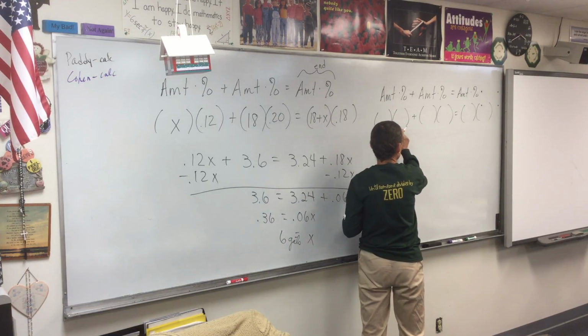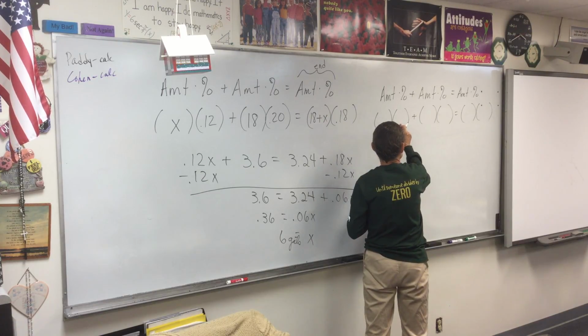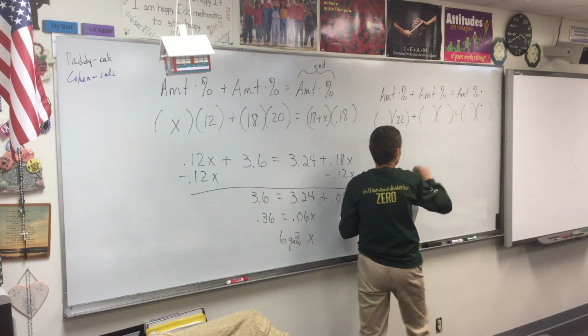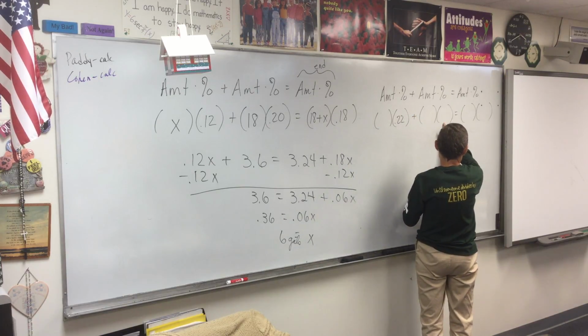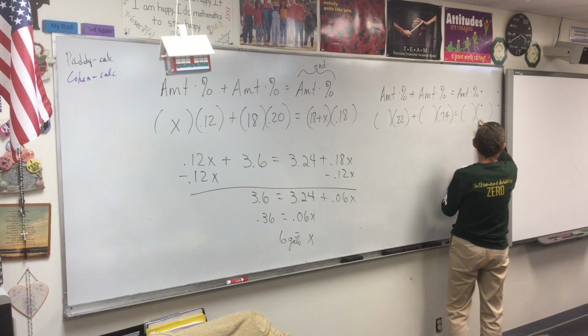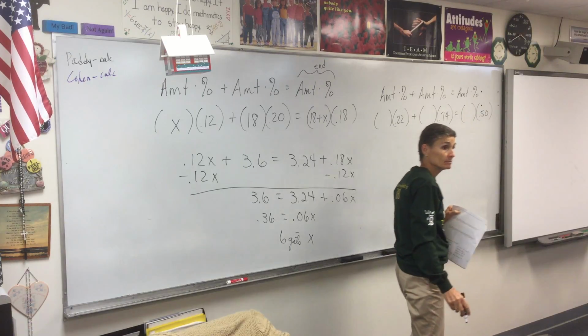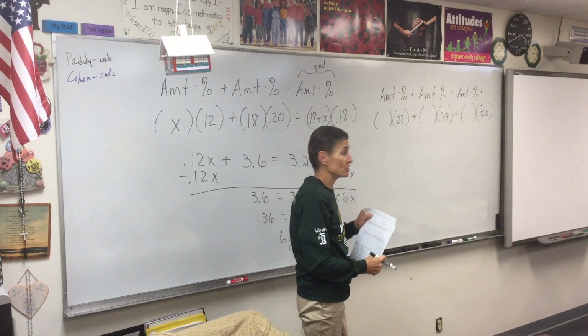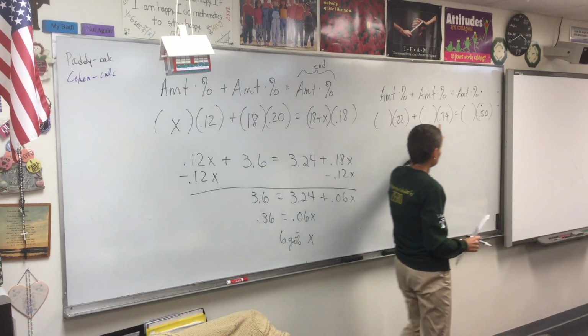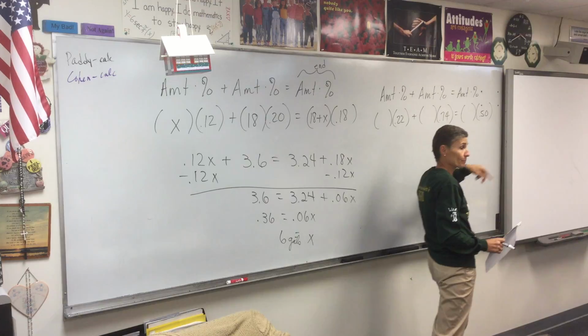What are you gonna put here? 0.22. What are you gonna put here? 0.74. And what are you gonna put here? 0.50 or 0.5? Those are your percentages. You're mixing these two to end up with this.